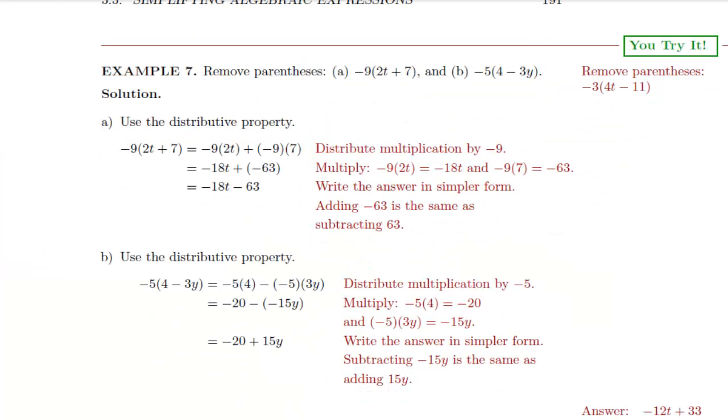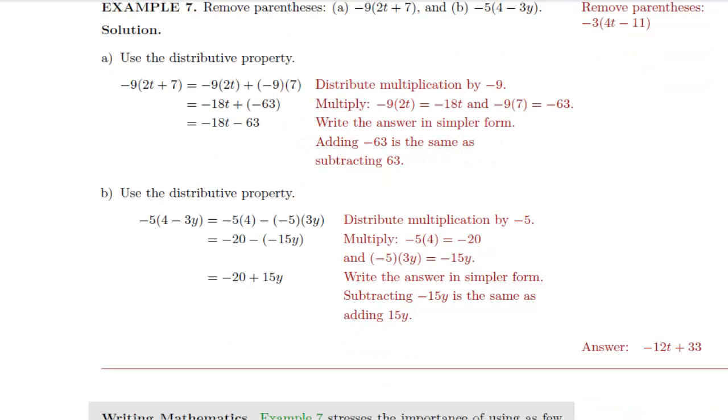Example 7. Remove parentheses. A, negative 9 times the sum of 2t plus 7. Use the distributive property. We get the product of negative 9 and 2t plus the product of negative 9 and 7. Then, negative 9 times 2t is negative 18t, and negative 9 times 7 is negative 63. To write the answer in the simpler form, the plus and the negative is the same as minus 63. So, the answer is negative 18t minus 63.